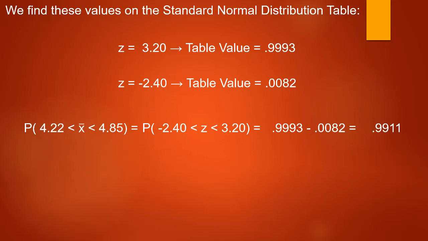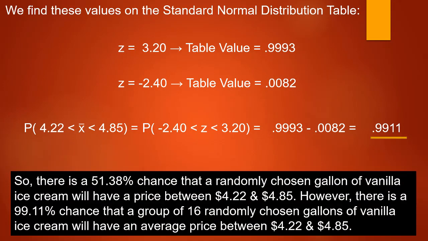So let's interpret, right? There's a 51.38% chance that one randomly chosen gallon of vanilla ice cream will have a price between $4.22 and $4.85. However, there's a 99.11% chance that a group of 16 randomly chosen gallons of vanilla ice cream will have an average price between $4.22 and $4.85. Now, you may be wondering what the difference between this problem and the example problem is.